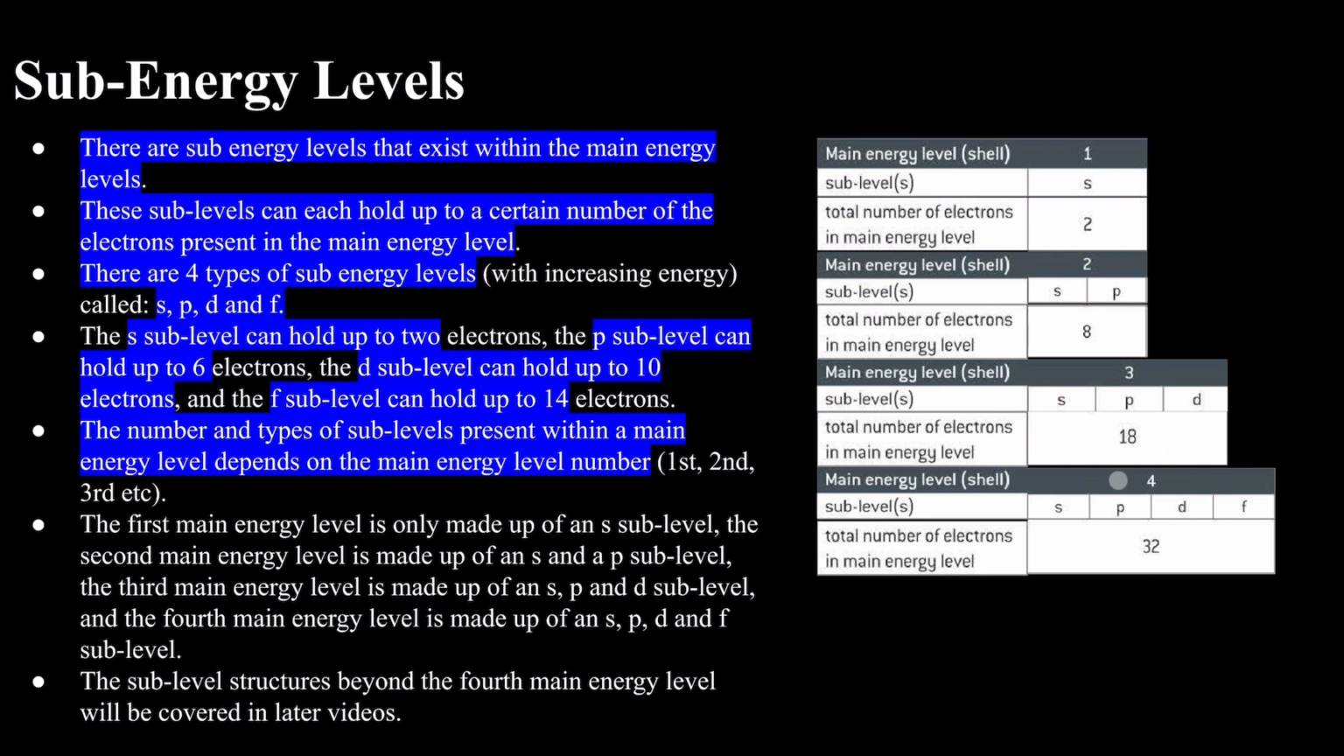And lastly, here we have the fourth main energy level. It has all 4 sublevels. It has the S, P, D, and F. So if we were to do 2 plus 6 plus 10 plus 14, the answer would be 32 electrons in total in the main energy level.